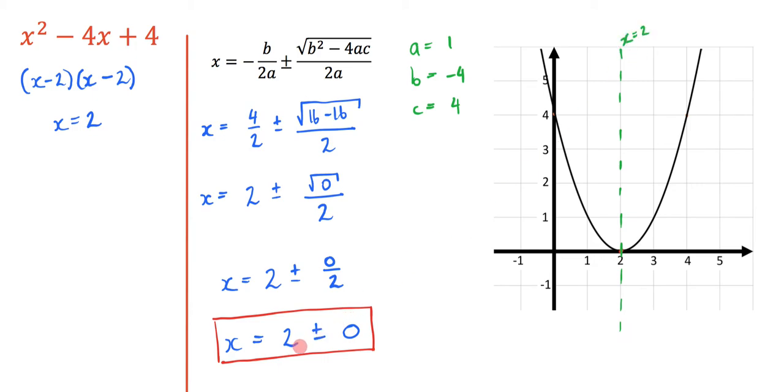But now it's telling me, in order to find my x-intercepts, I need to move 0 in my positive direction and 0 in my negative direction. So in other words, it's telling me not to move anywhere at all from my axis of symmetry. It's as if it's saying, you're already on your x-intercepts. Your axis of symmetry is going to be where your x-intercept lies. And that's exactly what we see. I'm already on my x-intercept. So notice here that I got plus or minus 0 when there was a 0 underneath my square root. That's going to be important when we start talking about my discriminant.